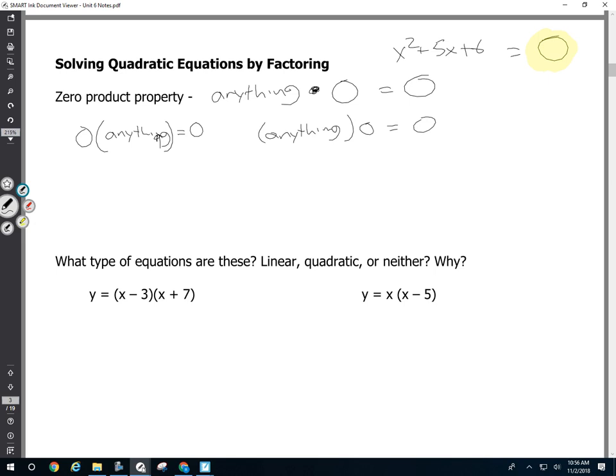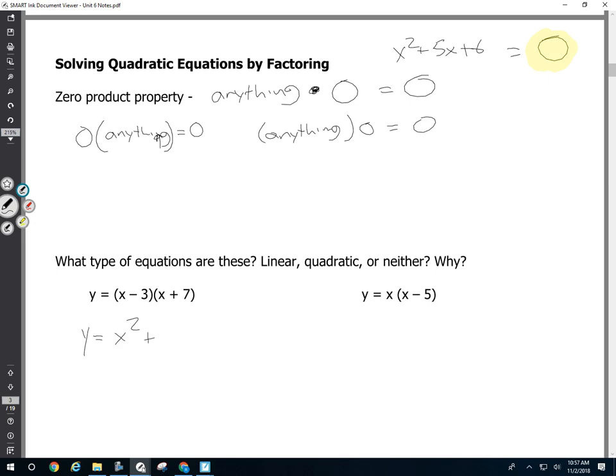Well, these are products. x minus 3 times x plus 7. That's a product. Okay? Now, what type of equation is this? Is this a linear equation? Is this like an absolute value? This is a quadratic. Why do you say that, Mr. Moore? Because whenever you multiply it out, it's got an x squared.